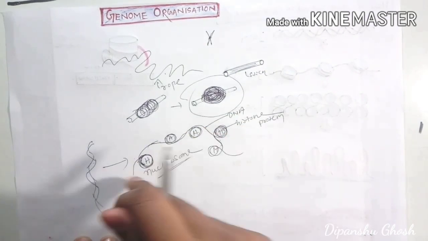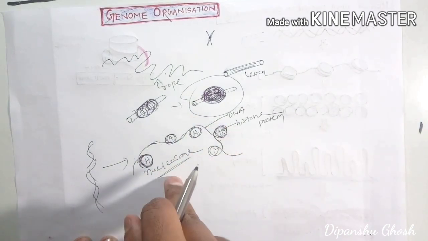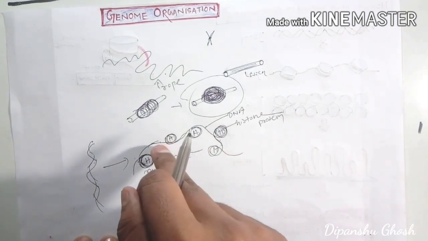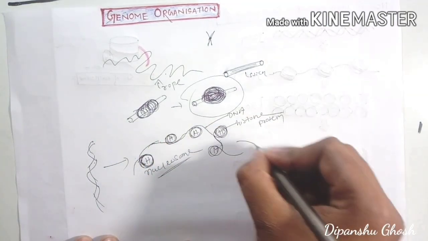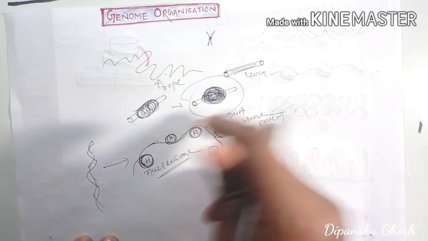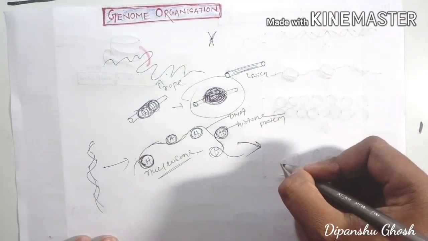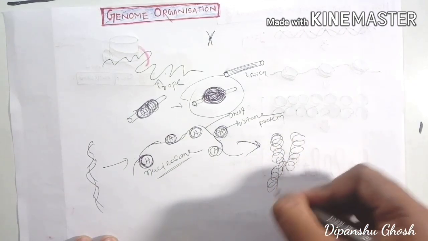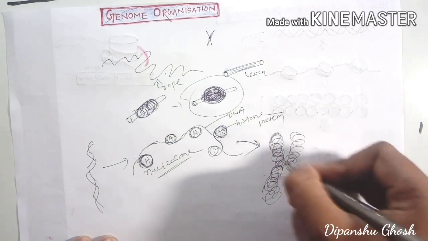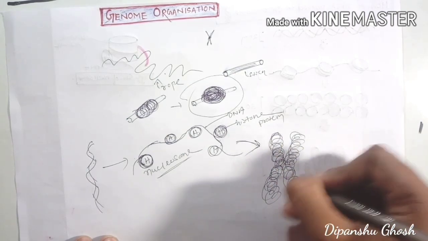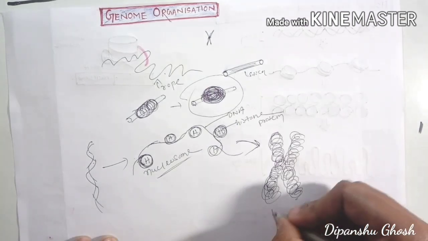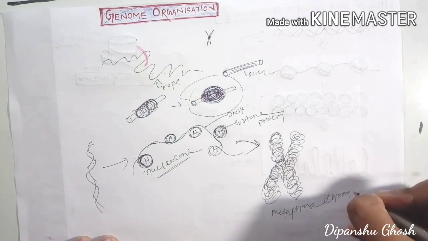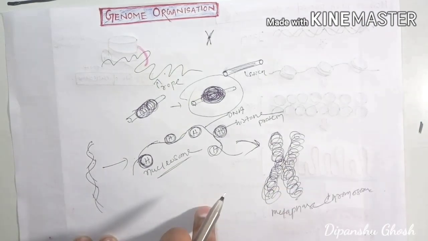So finally we shortened the length of DNA by forming chromatin, right? Then chromatin will be condensed further, so that finally it will produce some structures like this. Okay, this is your metaphase chromosome, right? This is your metaphase chromosome.